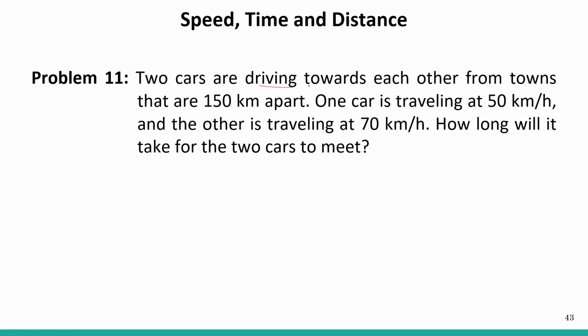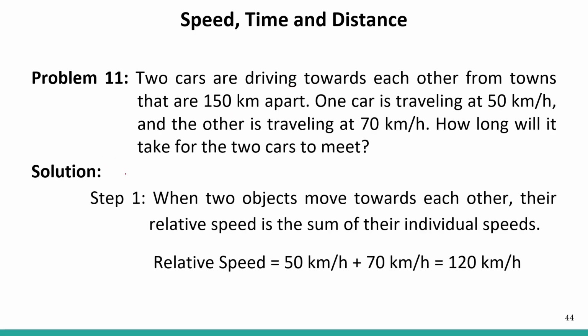So two cars are driving towards each other from towns that are 150 km apart. One car is traveling at 50 km per hour and the other is traveling at 70 km per hour. How long will it take for the two cars to meet? So let's start the step-by-step solution.